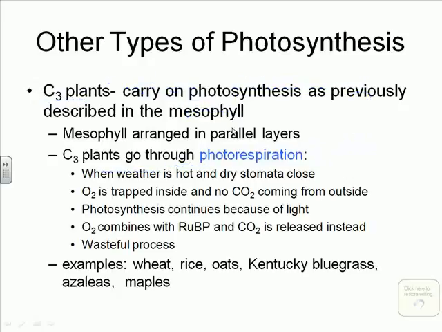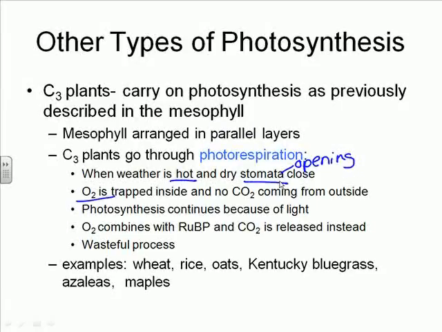However, C3 plants undergo a process called photorespiration, meaning in the presence of light, I respire. I bring in oxygen and take out carbon dioxide. That is not what we want a plant to do. We want a plant to bring in carbon dioxide and give off oxygen so we can take it in. Well, the problem is when weather's really, really hot, we close the stomata, the opening, so therefore the oxygen can't get out.